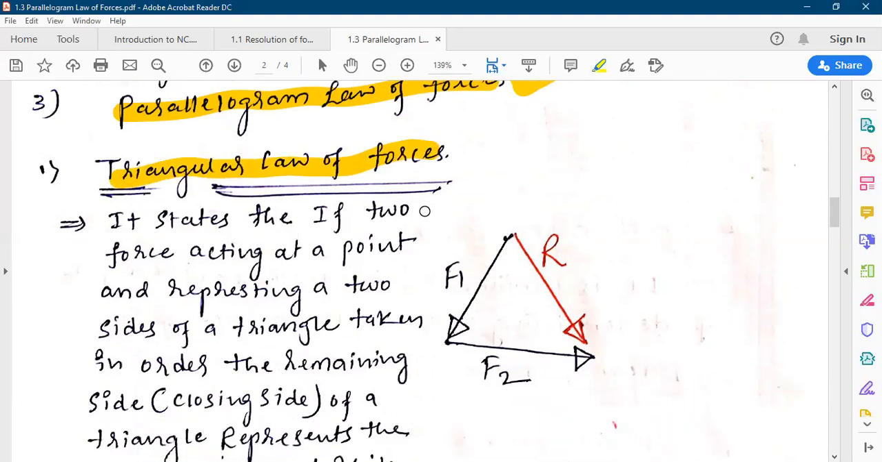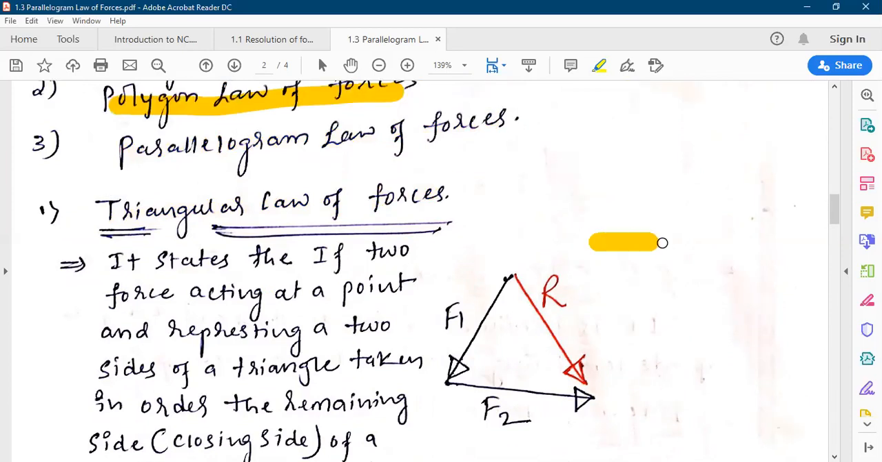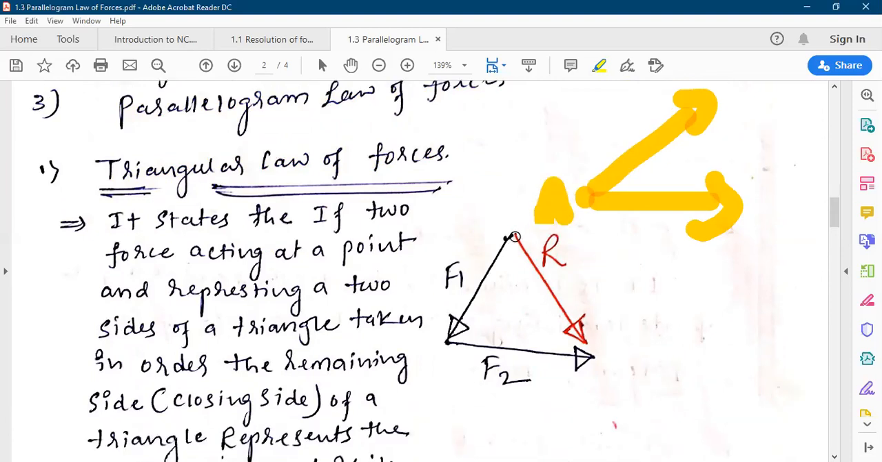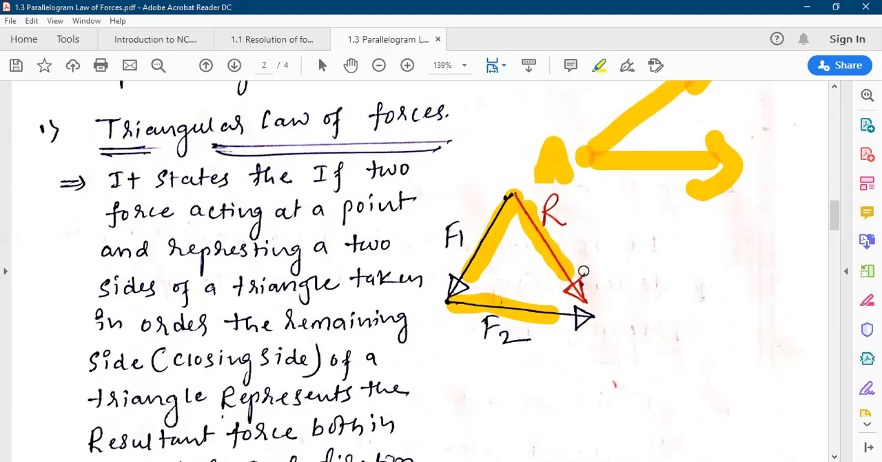What does it say? It says if two forces are acting at a point simultaneously, let us consider two forces acting at point A simultaneously, and these two forces can be represented as two sides of a triangle taken in order, the remaining closing side represents the resultant force in opposite order. That is what the triangular law of forces says.